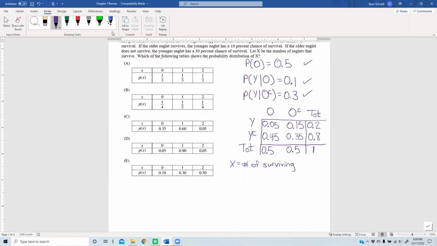So I need to go through here and figure out, okay, how many survive? Well, X equals 0 means none survive. So when does that happen? At Y complement intersect O complement, which is a 0.35 chance.